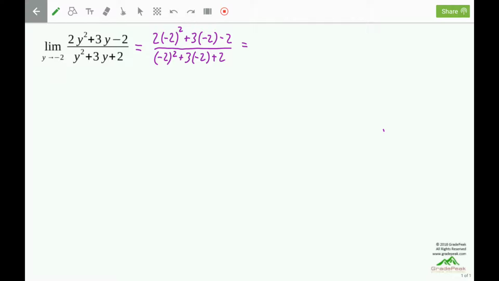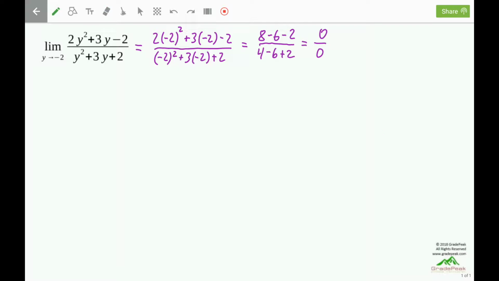In the numerator, -2 squared is positive 4 times a 2 is a positive 8. 3 times a -2 is a -6, and then minus 2. In the denominator, -2 squared is a 4. 3 times a -2 is a -6, and then plus 2. In the numerator, 8 minus 6 is a 2, minus a 2 is a 0. In the denominator, 4 minus 6 is a -2, plus 2 is a 0. We have the 0 over 0 indeterminate form. We need to rework this.